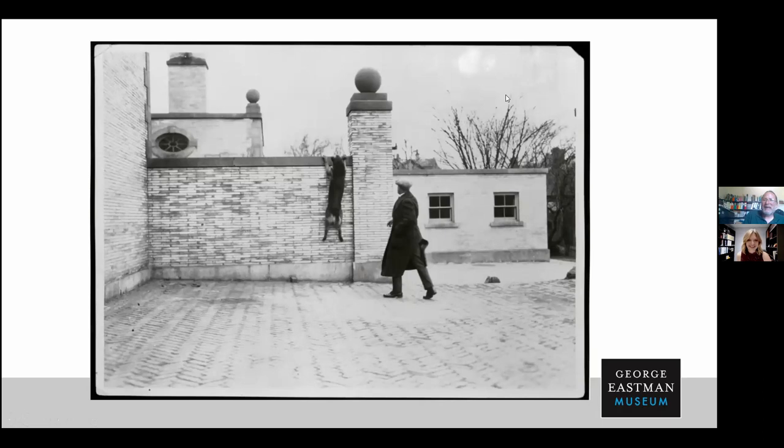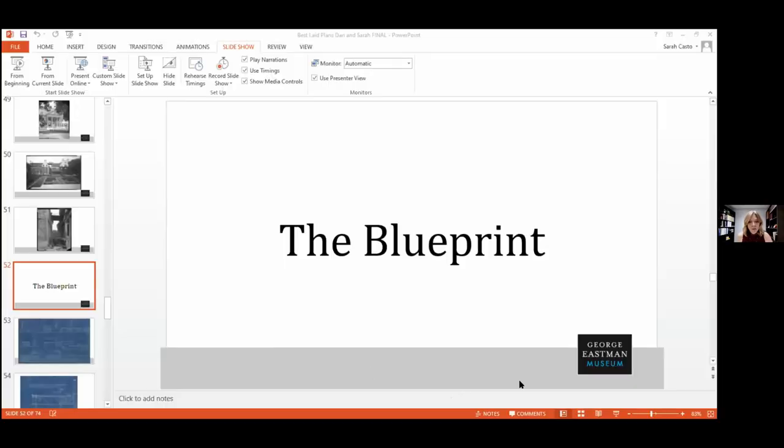I am. All right, let me share my screen here. And so I'm picking up where Dan had left off with the blueprint itself. And that was really helpful for me to see because, let me share this slideshow.